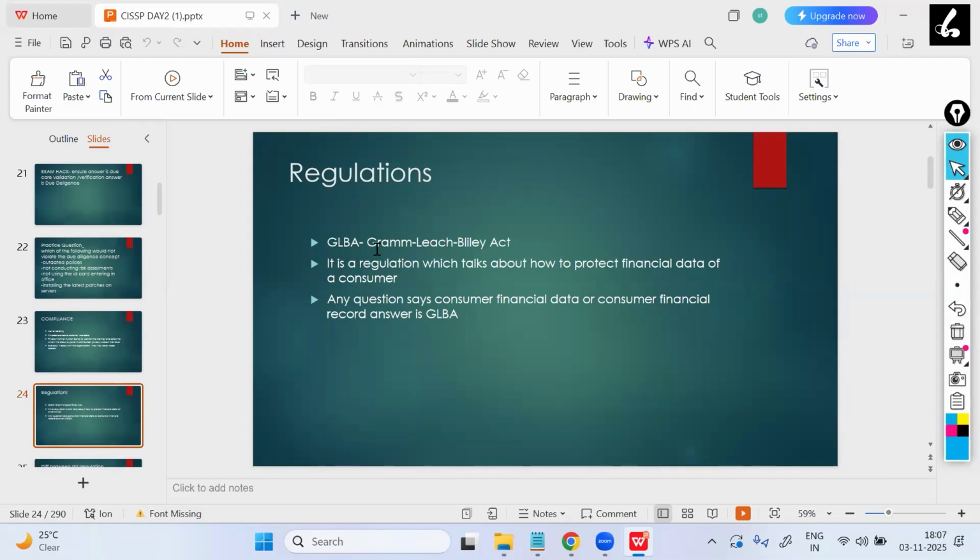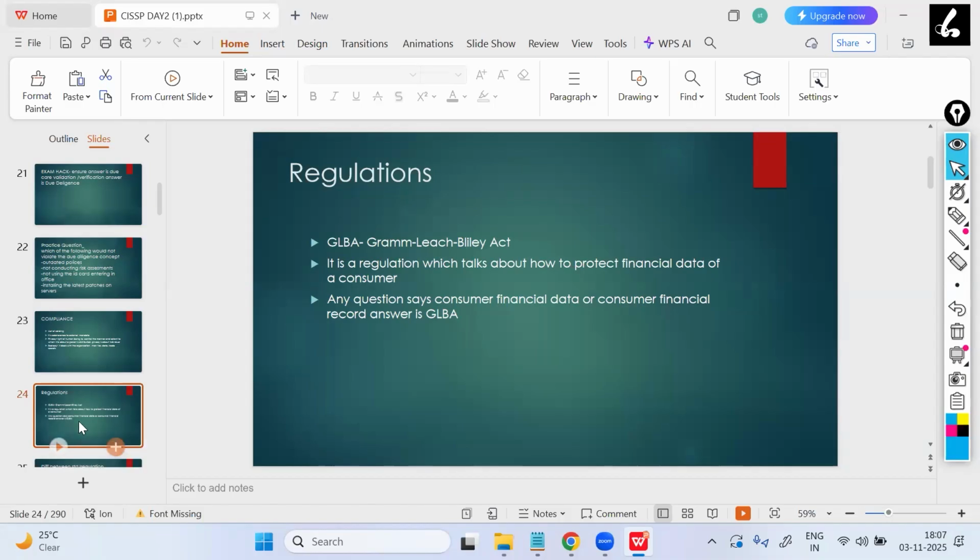So the Gramm-Leach-Bliley Act is GLBA; you have to remember it is how to protect the financial data of a consumer. Any question that says consumer financial data or consumer financial record is GLBA. If I am a consumer of any company, say I'm buying something on Amazon, how my financial data is used and preserved comes under GLBA. Preserving the financial data of a consumer, that is GLBA.